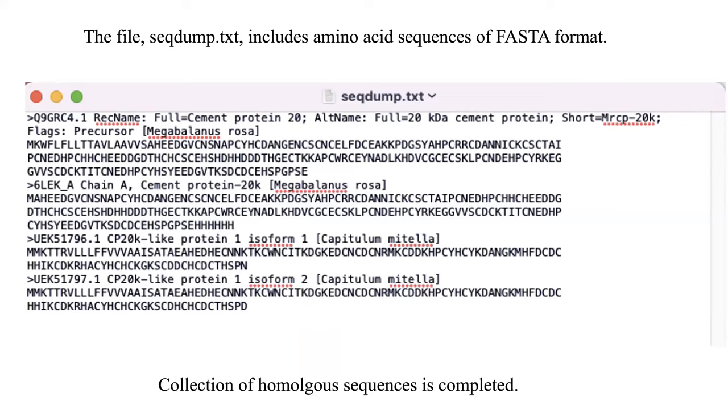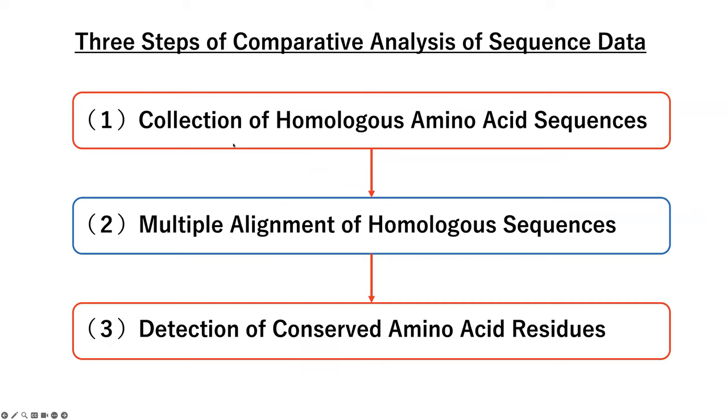So seqdump.txt is a FASTA format file. So now we finish the collection of the homologous amino acid sequences. Next, we will make a multiple alignment of the collected sequences.